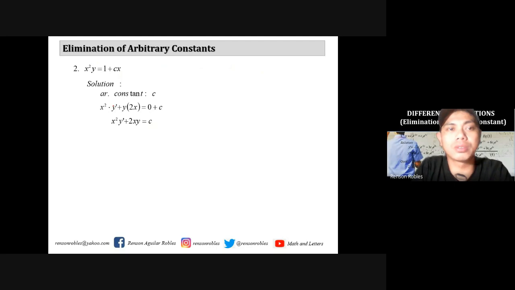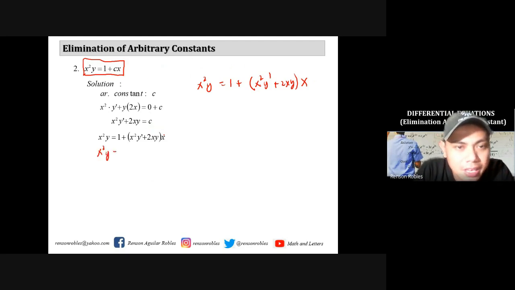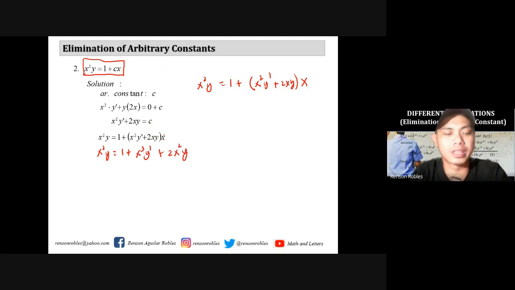Okay? So what are we going to do? You take this equation and then you replace c by this. So you have x squared y equals 1 plus c, where c is x squared y prime plus 2xy and then times x. So we have this equation. So we can now distribute x to each term inside. So you have x squared y equals 1 plus x times x squared is x cubed y prime plus x times 2xy will become 2x squared y. And then you have this.